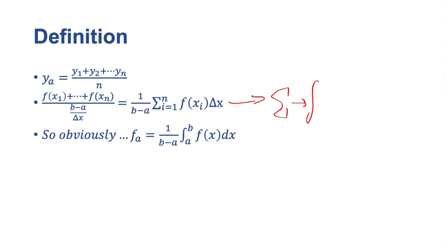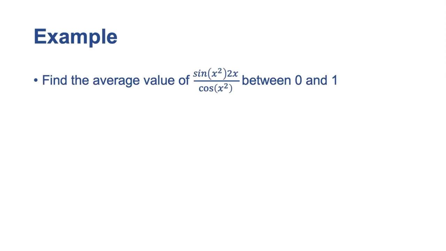Now that we have that under our belt, why don't we do an example? I would like us to find the average value of sine of x squared times 2x over cosine of x squared between 0 and 1. So what we need to find first is 1 over b minus a. Well, we already know that a is equal to 0 and b is equal to 1. If I subtract 0 from 1, I'm just going to get 1 over 1. So that's immediately important. Now we're going to deal with this mess of a function.